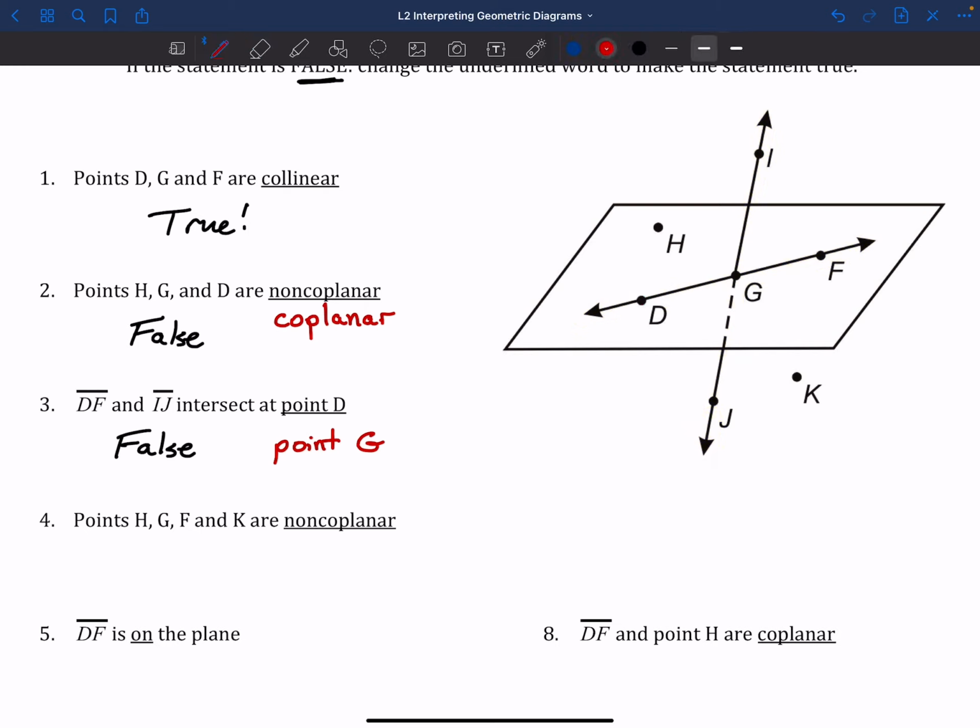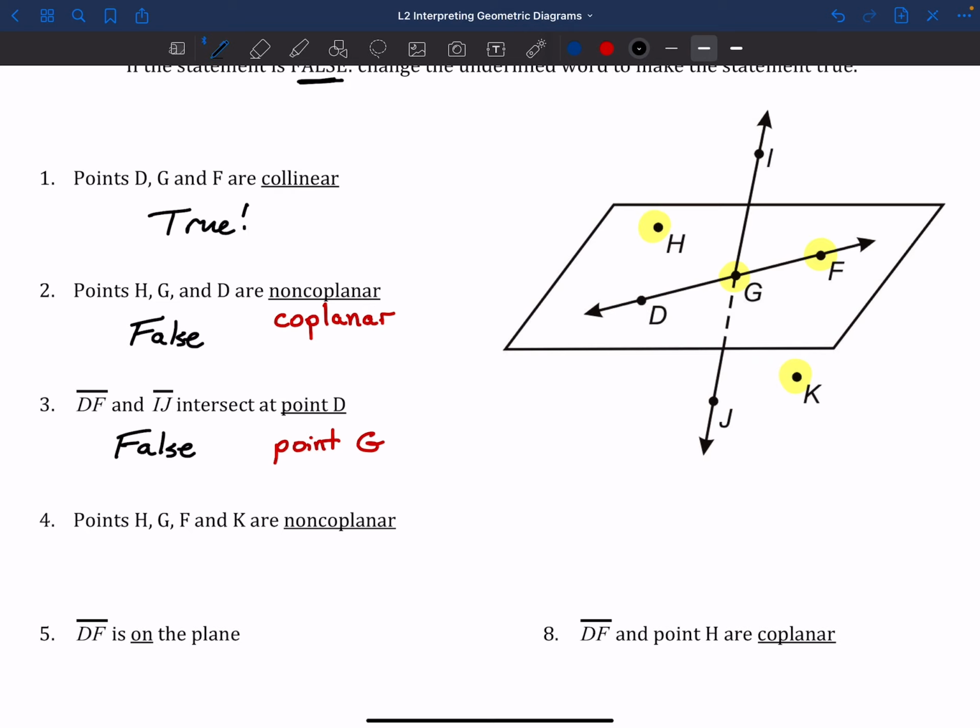Next one, points H, G, F, and K are non-coplanar. So a whole bunch of points here. H, G, F, and K are non-coplanar. Again, non-coplanar means that they don't all fall on the same plane. If I'm looking at those 4 points that I just highlighted there, it does appear that that's true, right?